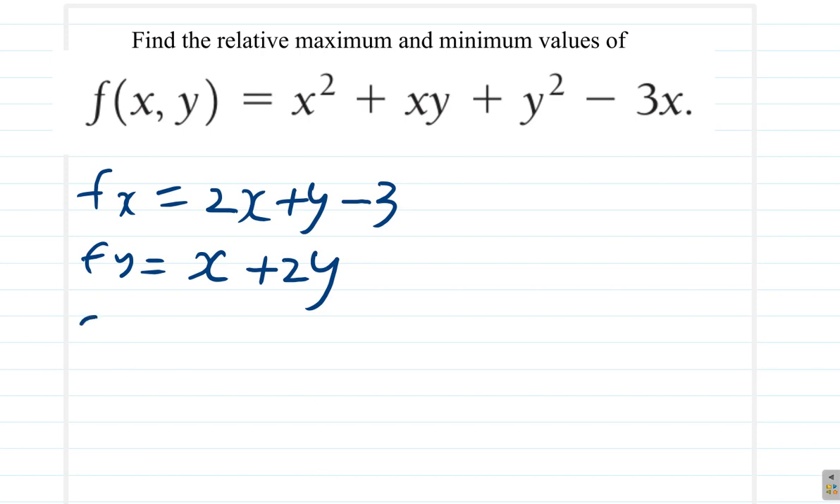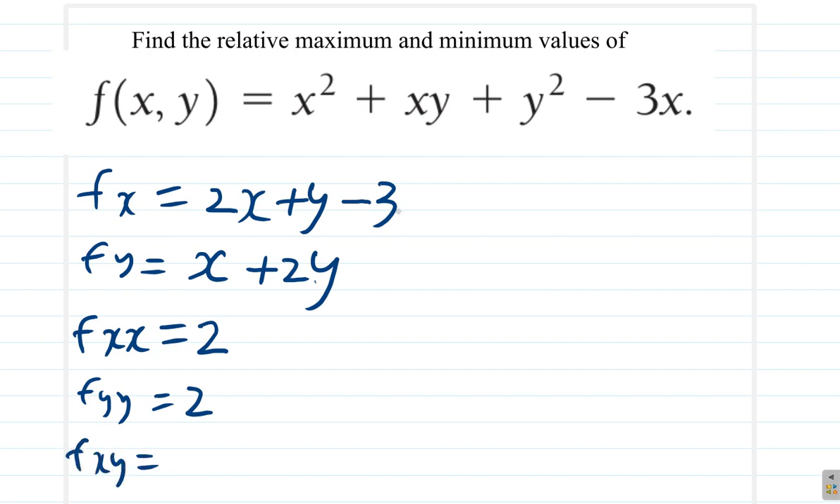Now we want fxx as well. So differentiate this with respect to x. This will be 2. And then fyy, if we differentiate this with respect to y, we also get 2. What about fxy? We differentiate fx with respect to y, and we get 1. Of course, if we find fyx by differentiating this with respect to x, we also get 1.